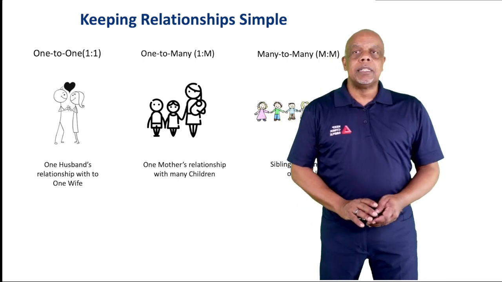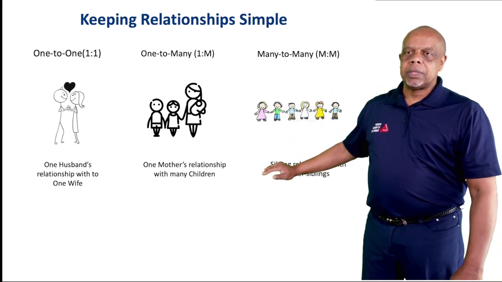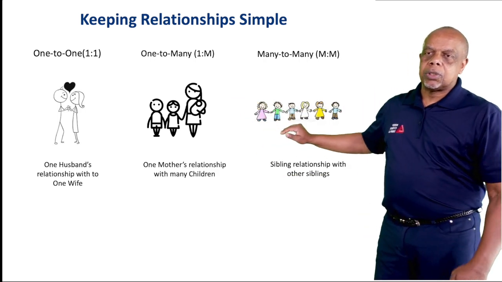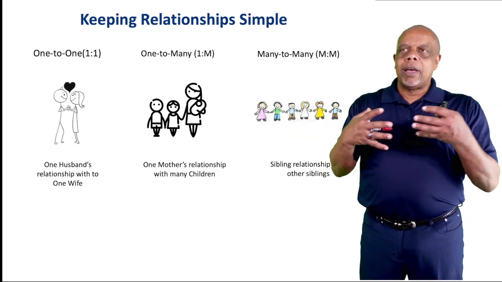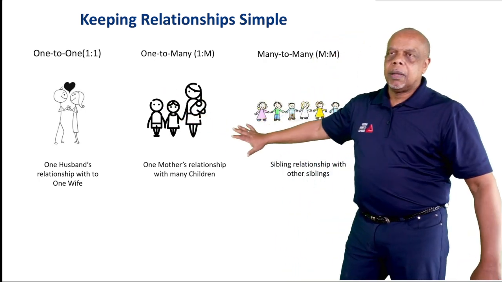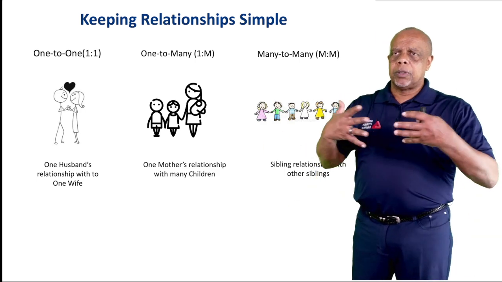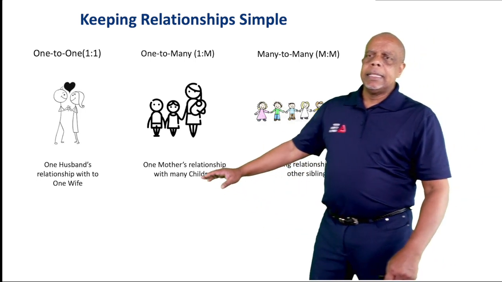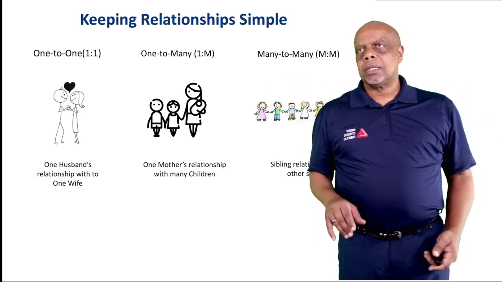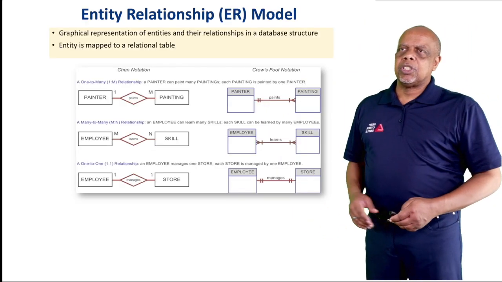You could have many-to-many. This would be like our siblings. You get your siblings' relationship with all other siblings. So you and all your brothers and sisters, you have many, and many, they all have relationships. One-to-one, husband and wife. One-to-many, one parent could have a relationship with many children. And siblings, you have many siblings, who can have many relationships with other siblings. Keep it simple. That's all this relationship model is.